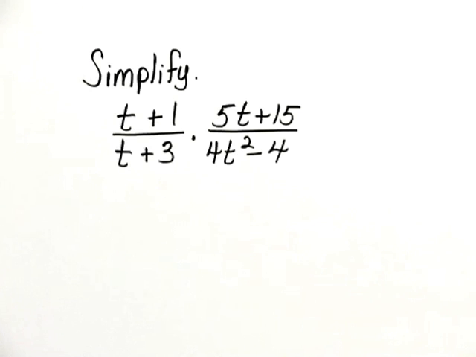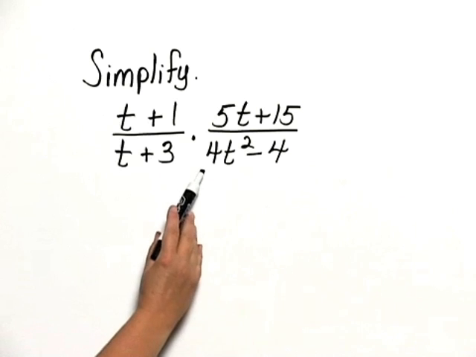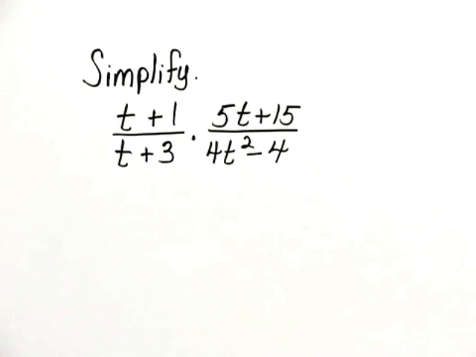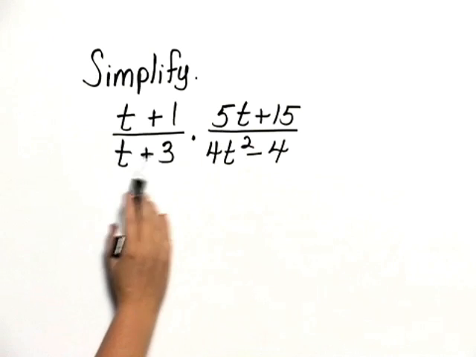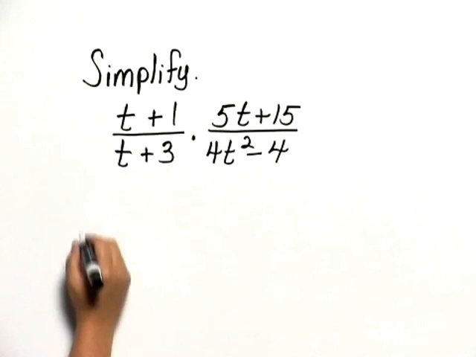Simplify (t + 1)/(t + 3) times (5t + 15)/(4t² − 4). To simplify, we're going to be multiplying and then simplifying. We'll start by factoring any of the polynomials in the numerator and denominator that we can factor.